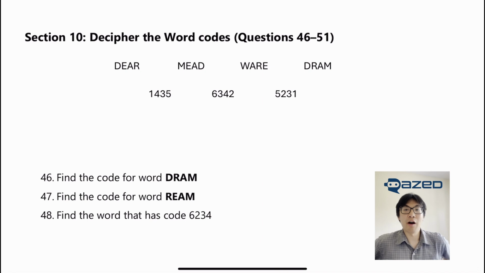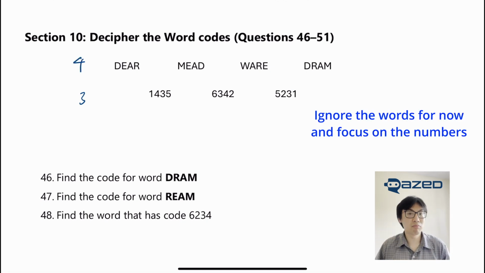We're going to move on to our final section, section 10, and it's deciphering the word codes. So these ones seem difficult, but they're actually very easy once we start spotting the patterns. So how I like to do this first is they usually give you 3 numbers, codes, and 4 words. So then it makes it a bit difficult. You can't really match it properly. So for now, ignore the words because there's more to do there. And we're just going to look at the numbers.